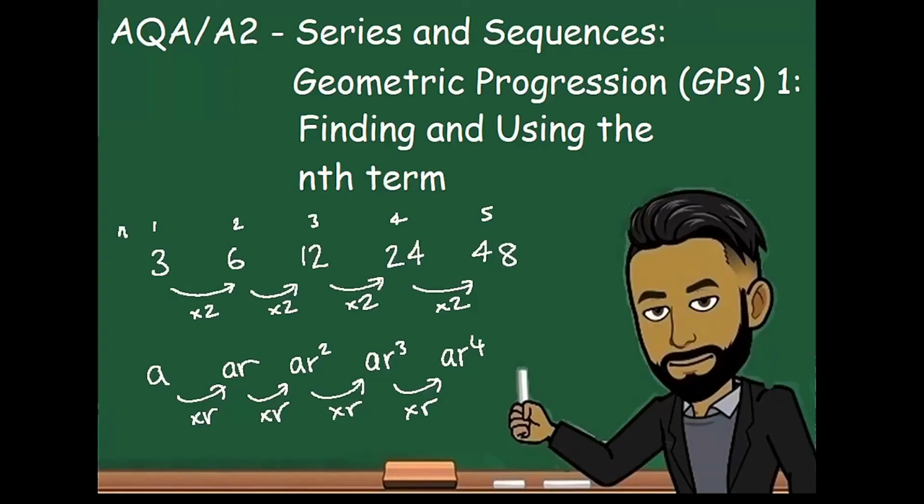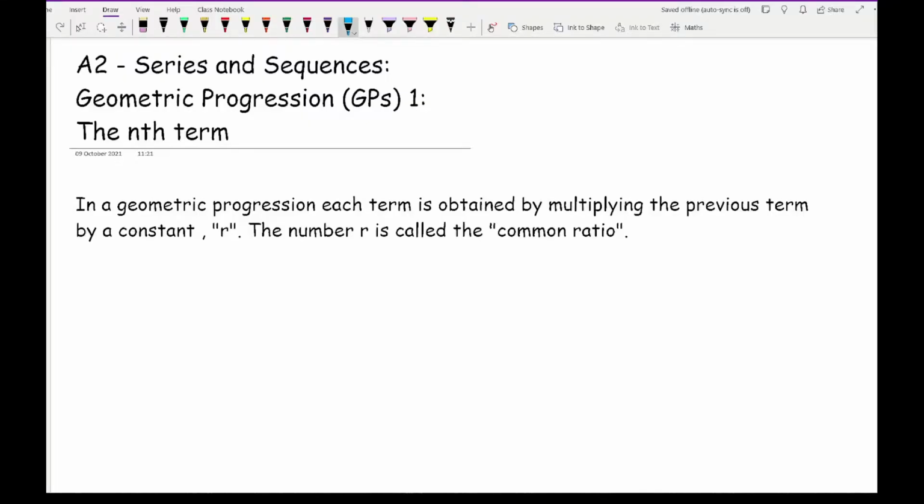So welcome everybody to this latest A2 video 162 maths, and in this video we'll be continuing with series and sequences. However, this time we'll be looking at geometric progression, also known as GPs, and looking at finding and using the nth term. So in a geometric progression, each term is obtained by multiplying the previous term by a constant r. This number r is called the common ratio.